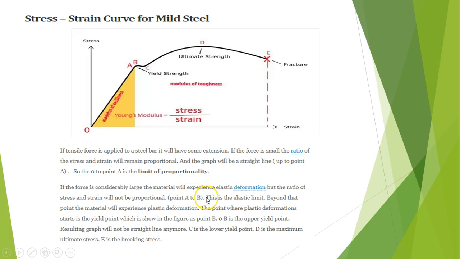So this is the elastic limit, and beyond that point the material will experience plastic deformation. The point where plastic deformation starts is the yield point, which is shown as point B. At this point, there is a considerable increase in the strain, not accompanied by an increase of the stress. Almost it is a horizontal portion.